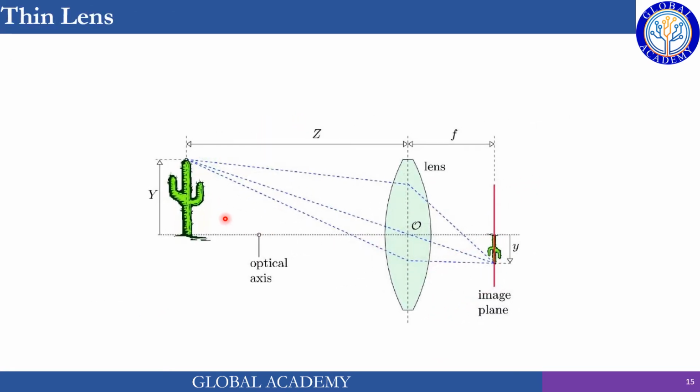Here is a clearer depiction of the same concept. Y is the height of the object, Z is the distance of the object from the lens, and F is the focal length, and we get the same proportional image, which is inverted and is formed behind the lens.